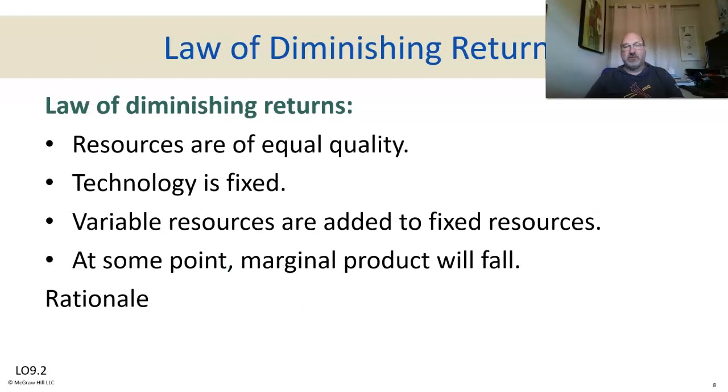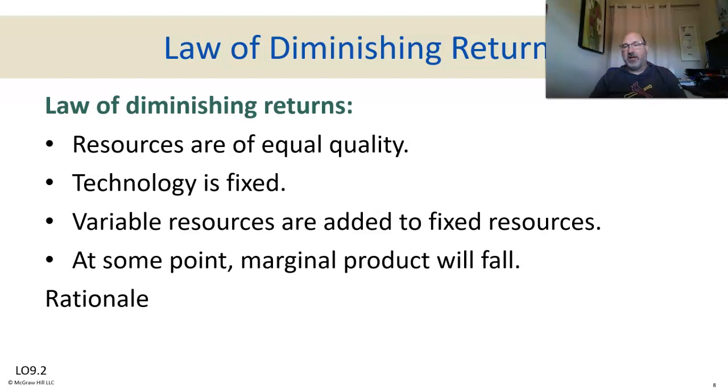productivity in that sense. Law of diminishing returns, slightly like law of diminishing marginal utility, but not quite, because it's going to go up before it goes down. Law of diminishing marginal utility just starts downward. Assuming that resources are of equal quality, which is kind of BS because not all workers are the same, and that technology is fixed, and we add variable resources added to fixed resources, at some point marginal product will fall. There's a rationale to that.